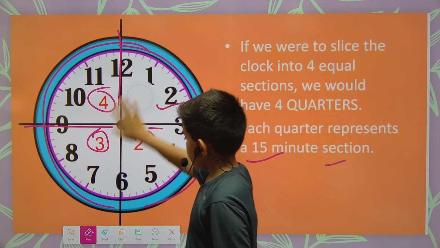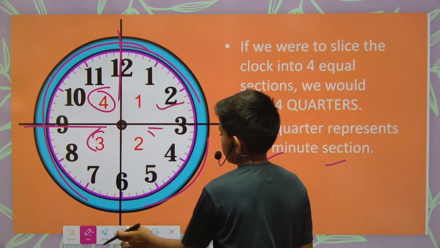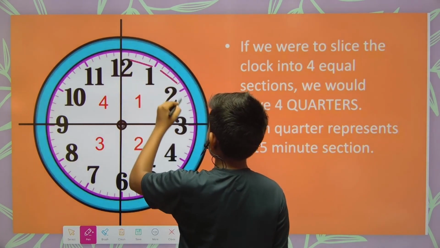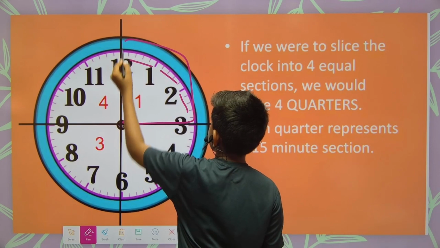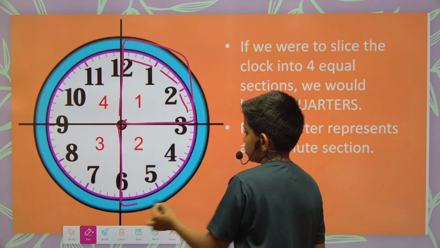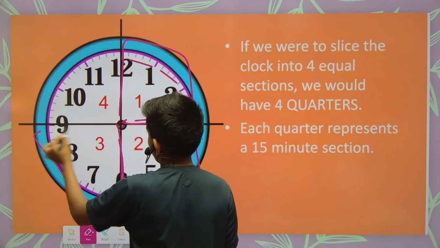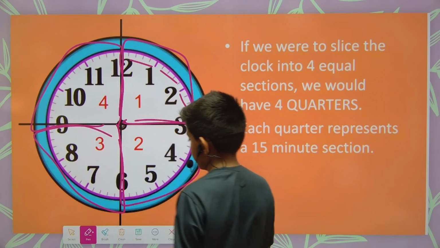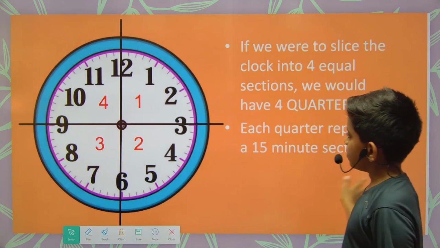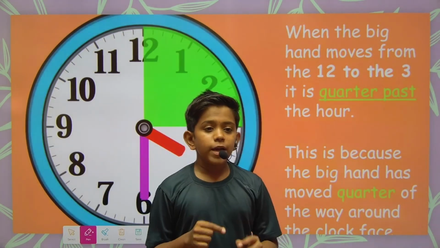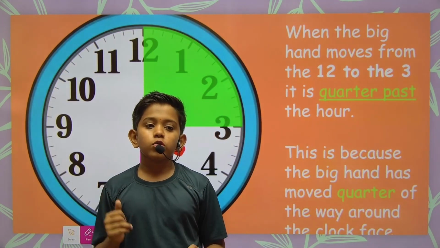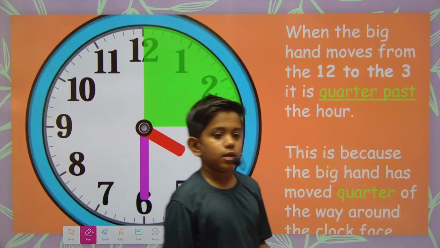So here you can see 5, 5, 5, 5. That is 3 times. That is 15. So it is one section or one quarter. This is the second quarter, third quarter, and fourth quarter, because each represents 15 minutes. Okay, 15 minutes. When the big hand moves from 12 to 3, it is quarter past the hour.